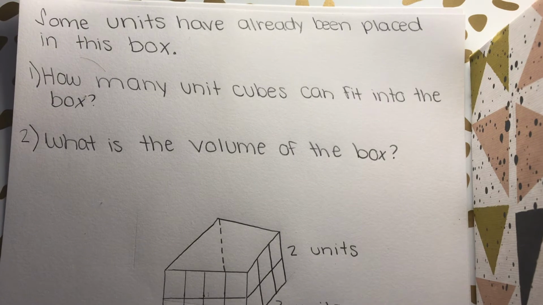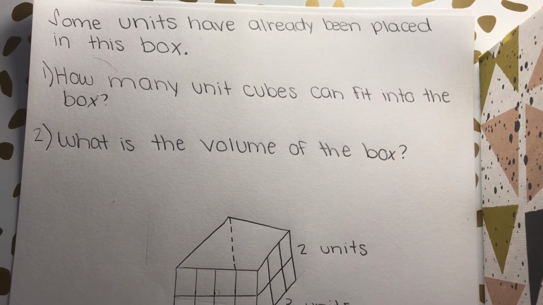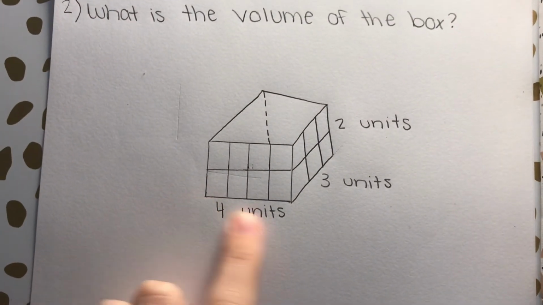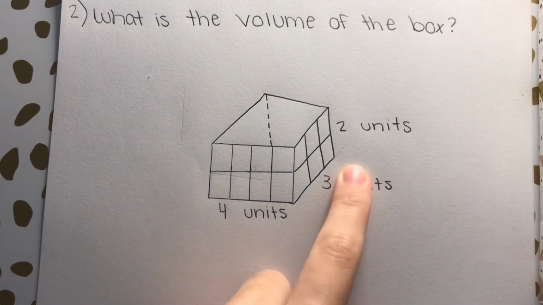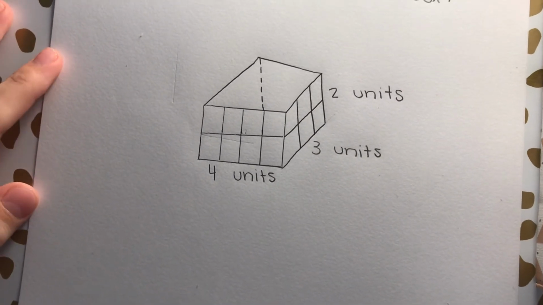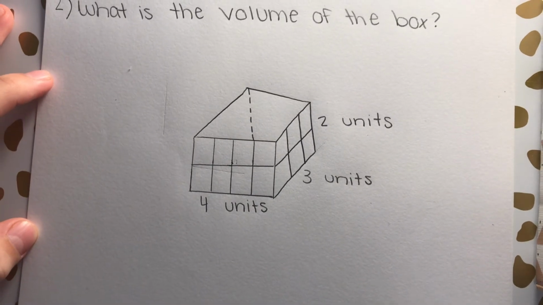So the problem says, some units have already been placed in this box. The first question is, how many unit cubes can fit into the box? Then we want to know, what is the volume of the box? So here's the box. We see that the box is 4 units this way, 3 units this way, and 2 units this way. So we're going to go over 2 different solution strategies that we can use and students can use to solve this problem and find the volume of the box.